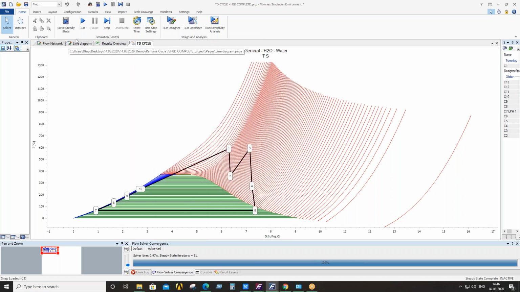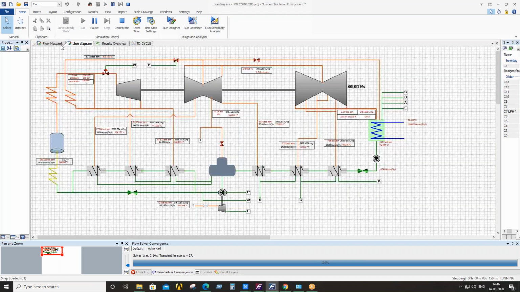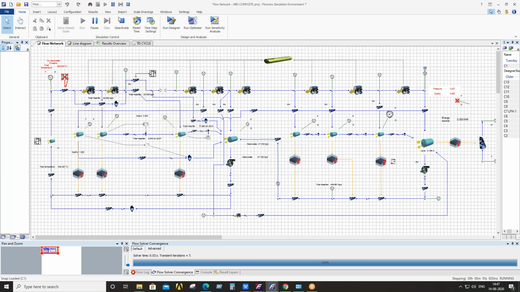If we run this cycle, you can see these parameters are changing and the cycle is operating in supercritical conditions. And here you can see the flow network.